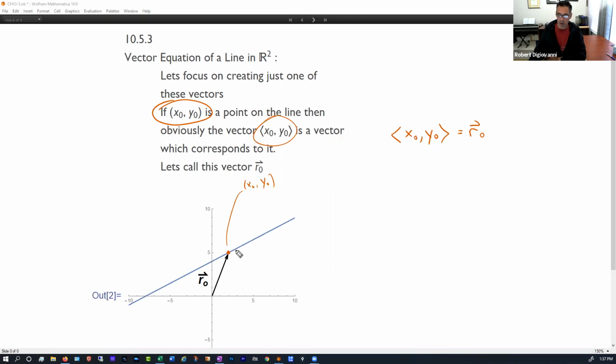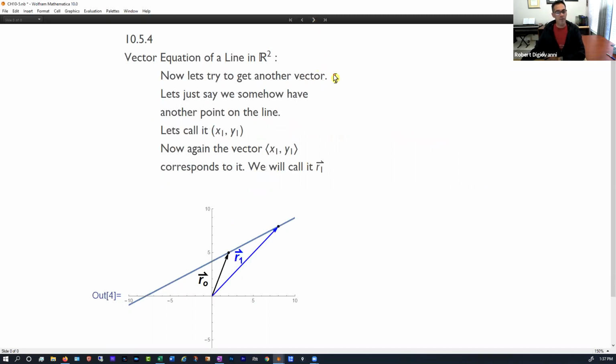All right, next thing we're going to do, I've got to clear this out. So next thing we're going to do is we are going to take a second point. All right, so let's say now somebody gives us a second point. We'll call it x1, y1. We will create a new vector from that called r1. Okay, so we've got 2 vectors right now. We've got r naught, which is x naught, y naught, and we've got r1, which is x1, y1.